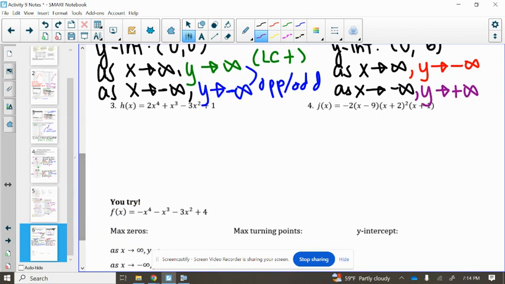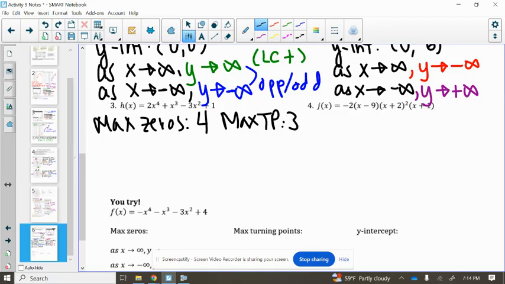All right, our next example, we see degree 4 here. So max zeros will match that. We are going to also have 4. Max number of turning points, one less than that, so 3. This time when we plug in for our y-intercept, again, you're going to notice that this is going to simplify to 0, 0, 0, and we're just left with 1 as our y-intercept.